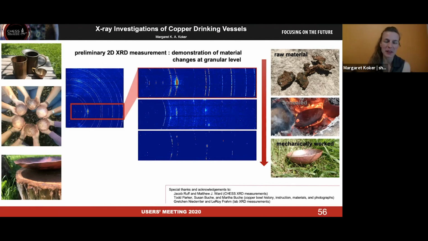Hello, my name is Margaret Coker. I'm currently a visiting assistant professor at Lawrence University. I'm going to be talking about structural materials as well, but in a completely different application than you've seen so far in this poster session.